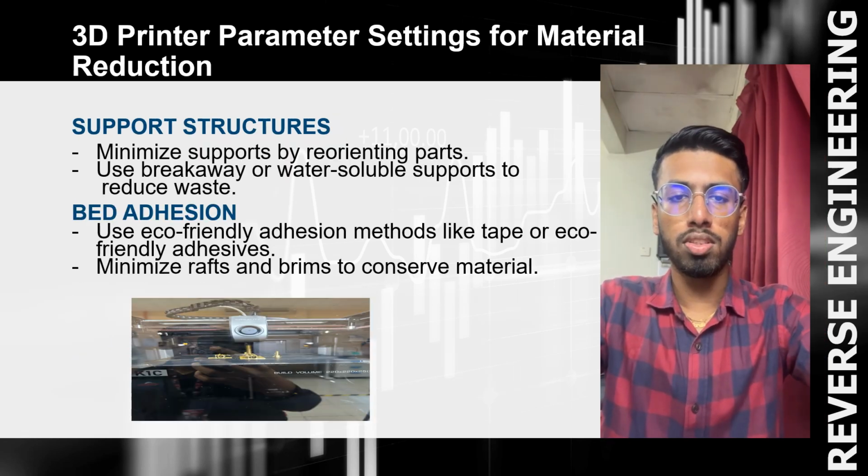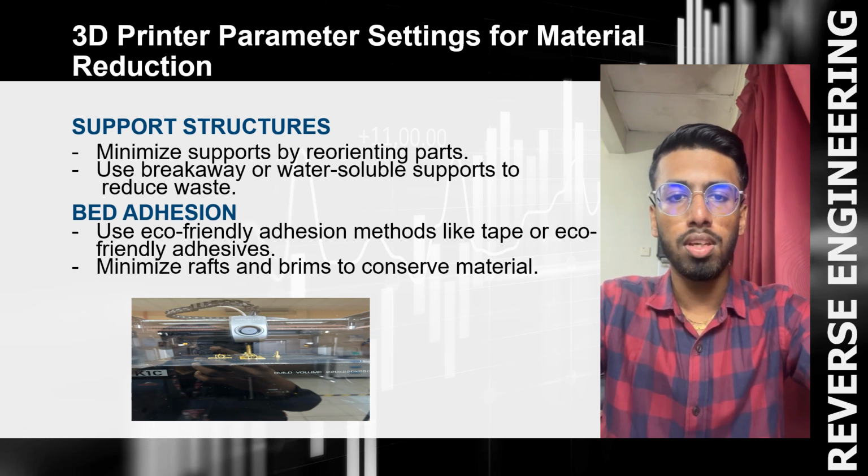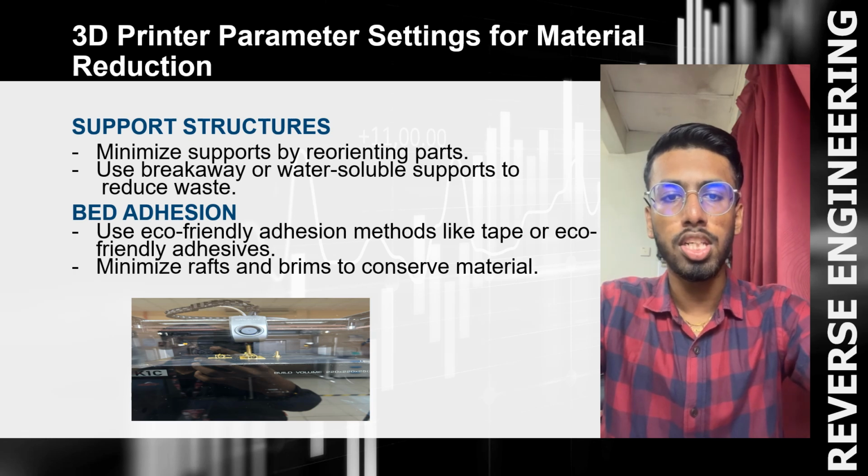Support structures. Minimize supports by reorientating parts. In 3D printing, supports are structures that help maintain the shape of overhanging sections. By carefully positioning or orientating parts, it's possible to reduce or eliminate the need for supports, saving materials and reducing post-processing work. For the door latch project, reorientating parts minimizes unnecessary material usage.